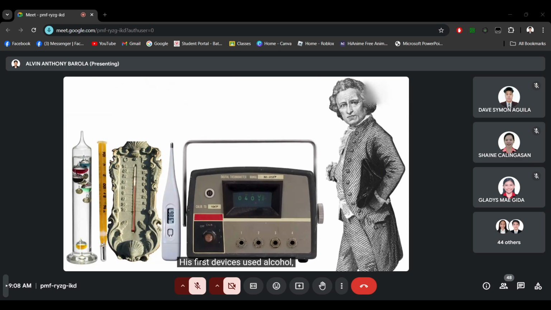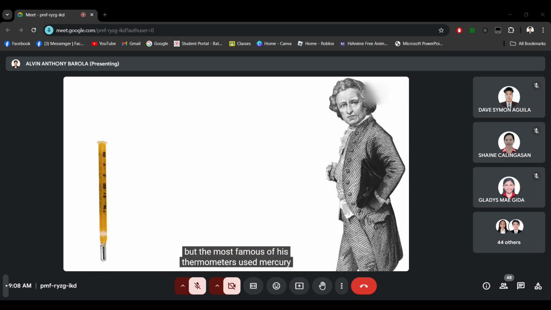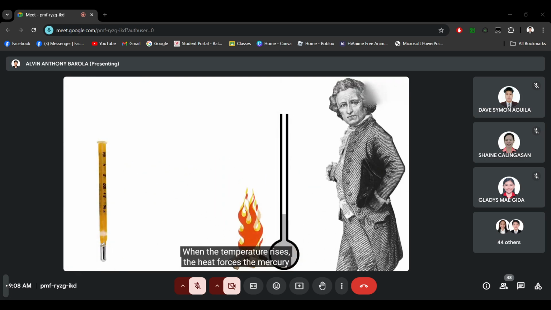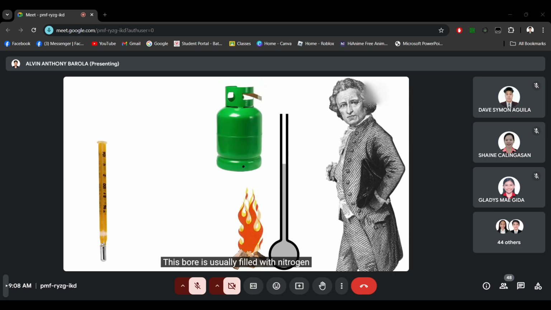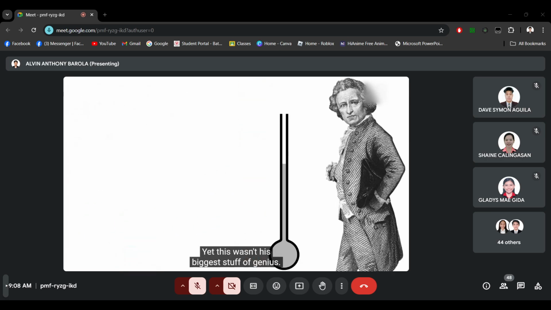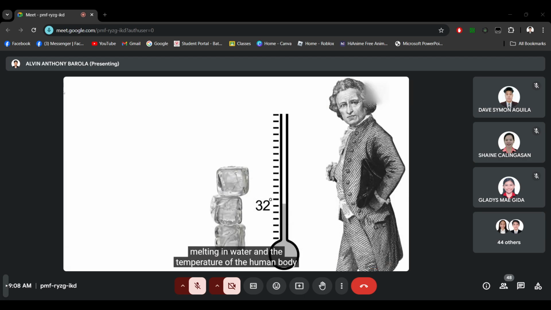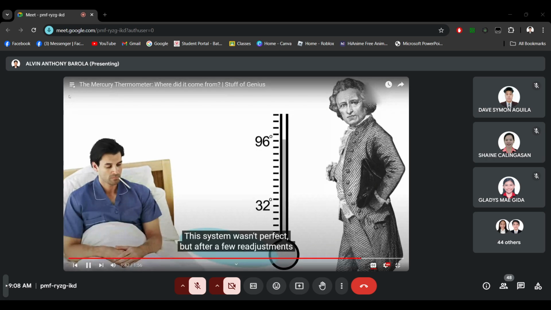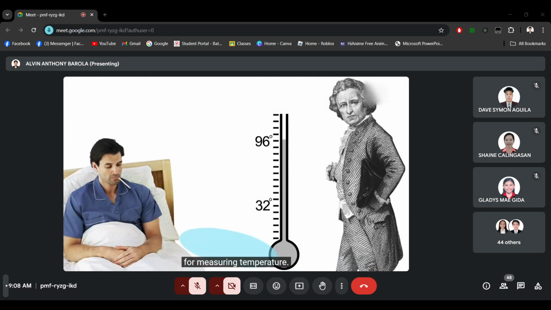His first devices used alcohol, but the most famous of his thermometers used mercury in a glass tube. When the temperature rises, the heat forces the mercury up through a narrow bore. This bore is usually filled with nitrogen, or left as a vacuum. Yet this wasn't his biggest stroke of genius. In 1724, Daniel proposed a scale for measuring temperature, setting 32 degrees as the temperature of ice melting in water and the temperature of the human body at 96 degrees. This system wasn't perfect, but after a few readjustments, it became the world's standard method for measuring temperature.